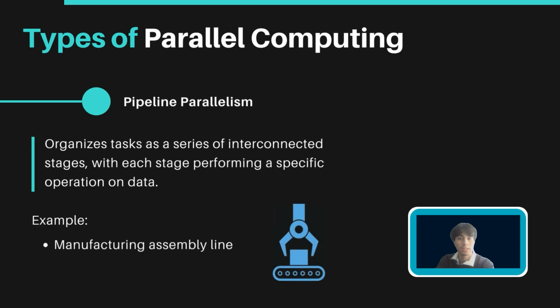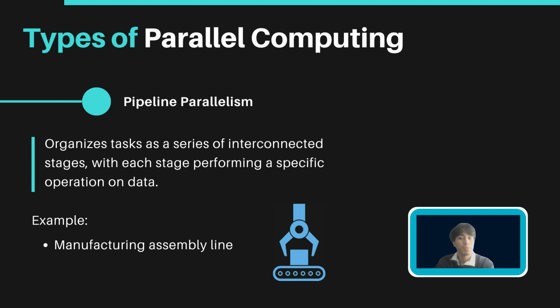Last but not the least, pipeline parallelism. Pipeline parallelism organizes tasks as a series of interconnected stages, with each stage performing a specific operation on data. In pipeline parallelism, data flows through a series of stages, with each stage completing a specific operation on the data before passing it to the next stage. Multiple stages operate simultaneously, allowing for efficient processing of data and reducing idle time between tasks.